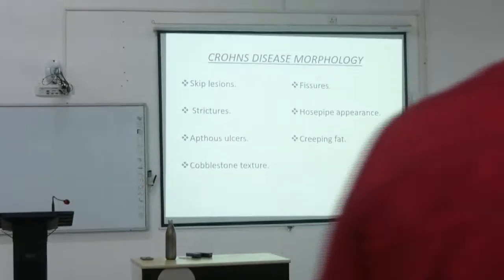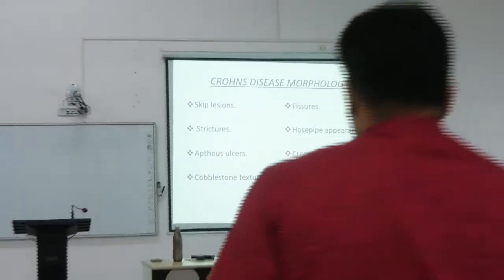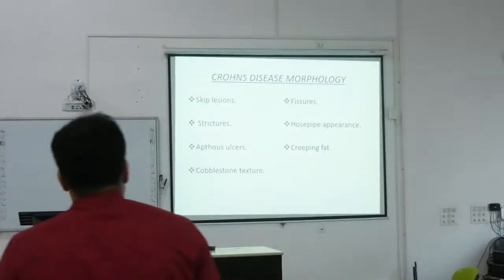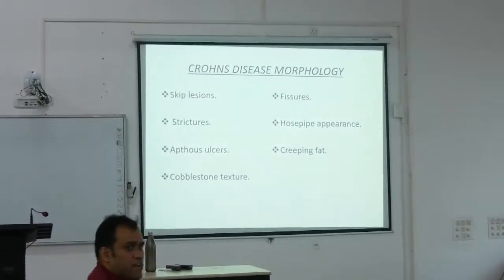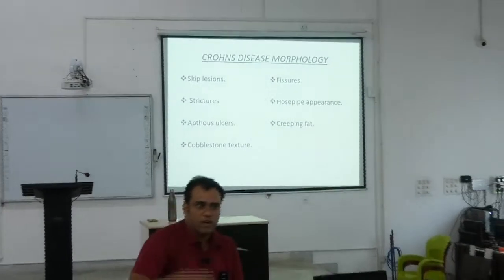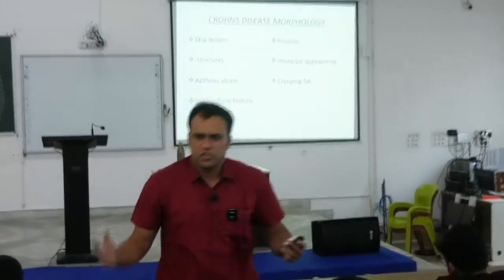Granulation tissue formation is the most important histological hallmark of ulceration. So the first and foremost thing is formation of aphthous ulcers. Aphthous ulcers are very common in the mouth, because of certain vitamin deficiencies. So ulceration is the most common beginning.